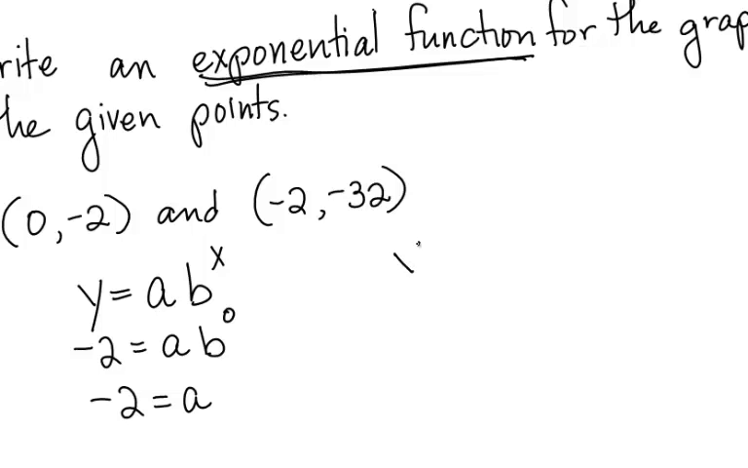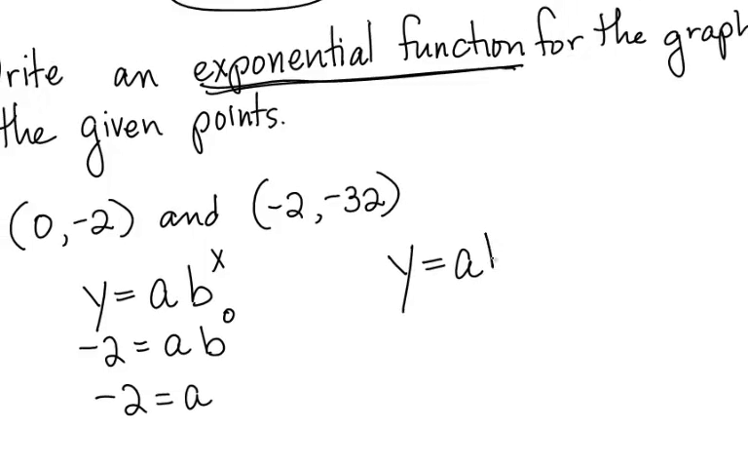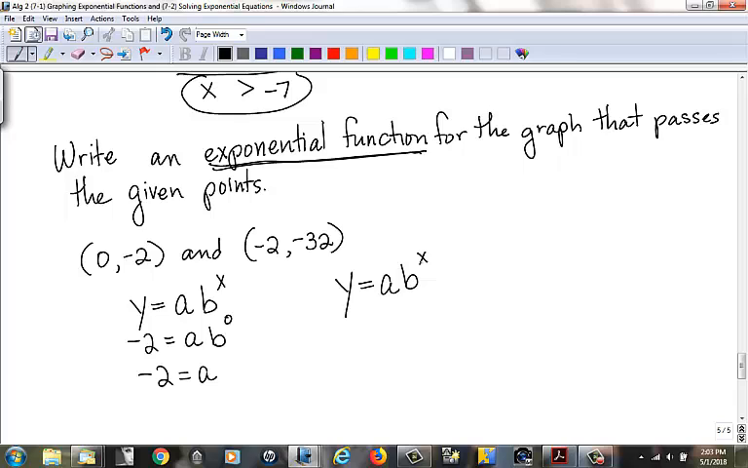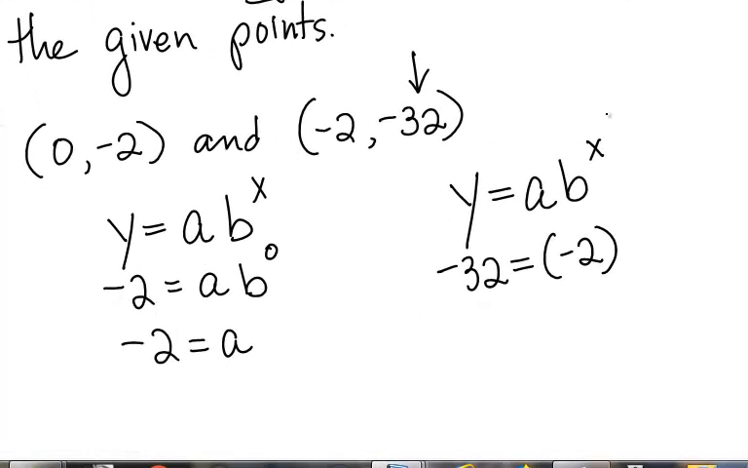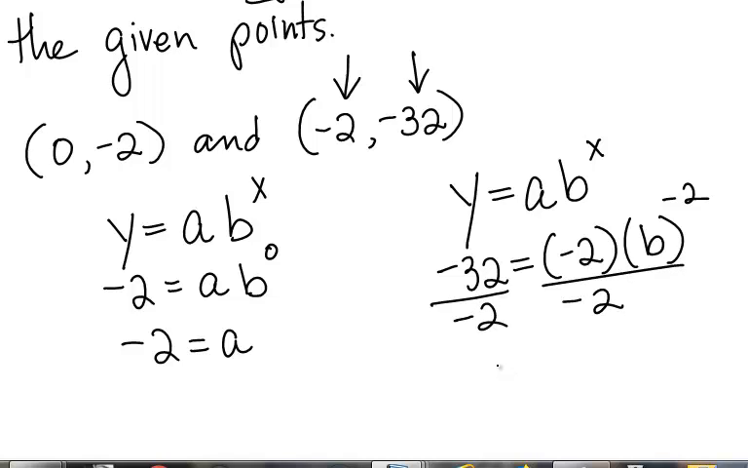Write that equation again. y equals a b to the x. Now go with this one. The y is negative 32. Now we know the a is negative 2. The b we don't know. And the x is negative 2. Divide by negative 2 on both sides. So you get 16 equals b to the negative 2.